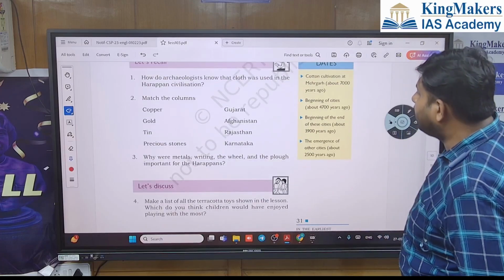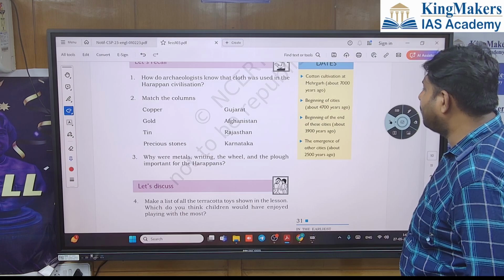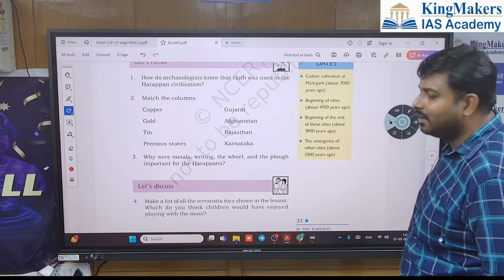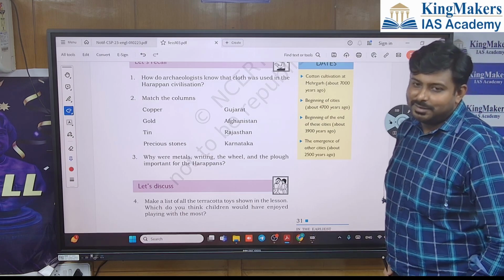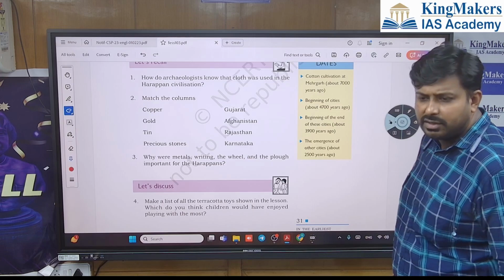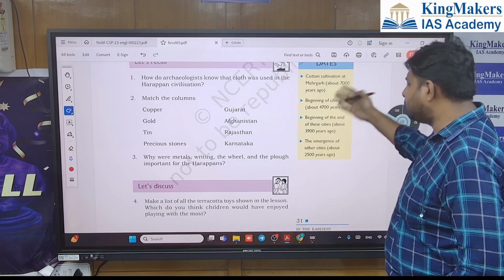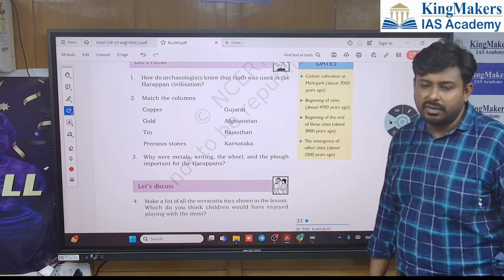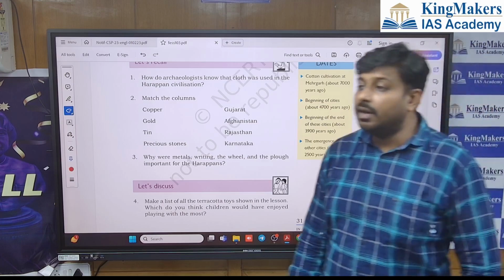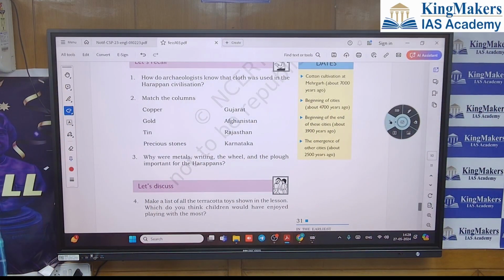Match the following: copper from Rajasthan, gold from Karnataka, tin from Afghanistan, precious stones from Gujarat, that comes from outside. Any doubts, questions? Cotton from Mehrgarh, beginning of cities. Just give a quick revision to this chapter. Earlier, they used to ask one definite question from Harappa in the UPSC exam. Nowadays it's not like this, but there are still chances. They may ask.